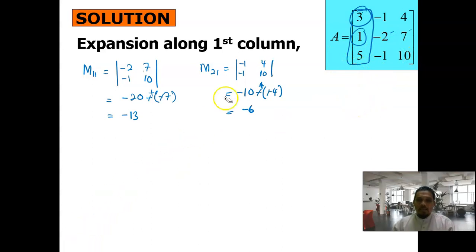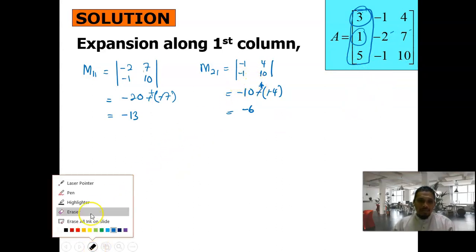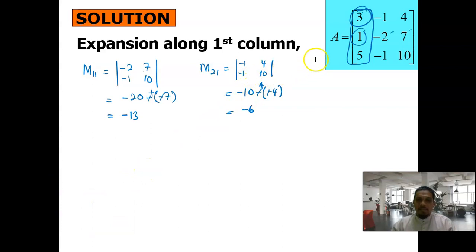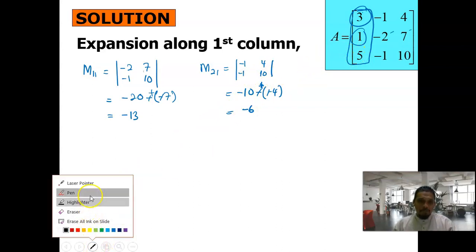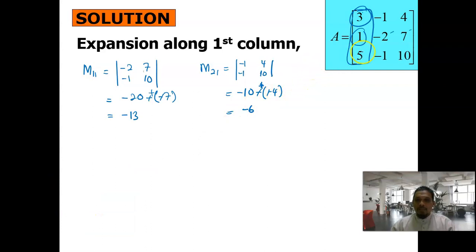Then next, before that, for this 5, the minor of row number 3 and column 1, which is 3, 1. Then we hide the element in row 3 and column 1.